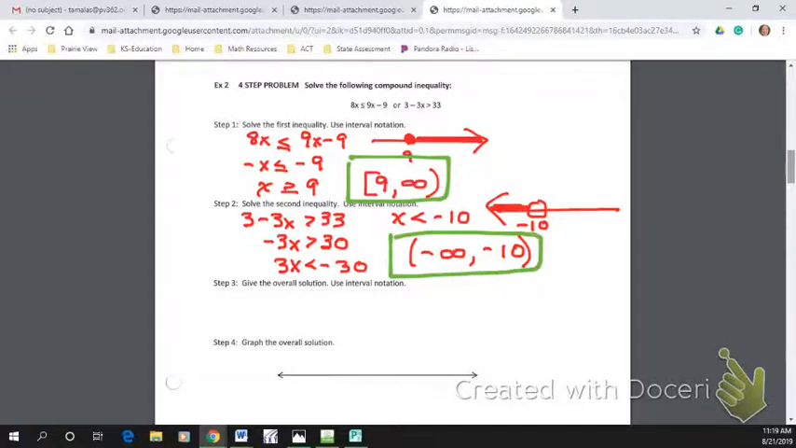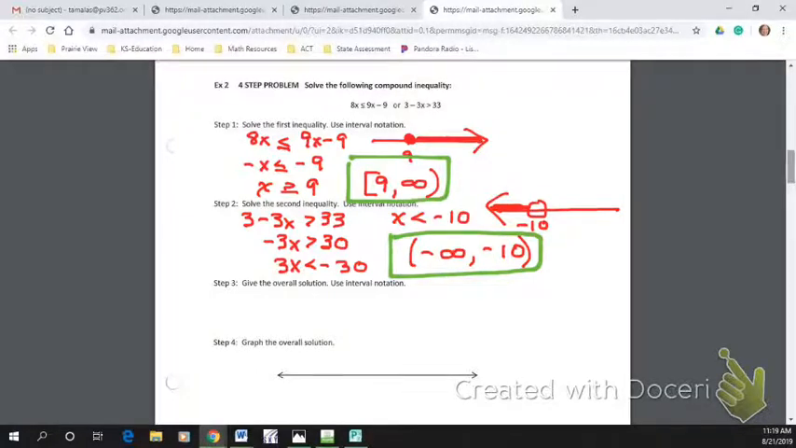That's what you would type in your calculator. And these parentheses and brackets can be found in the keypad. So you can go to the keypad to find those if you don't want to use the keyboard. Okay? Step 3, give the overall solution. So remember that there was an "or" between these two, so I want to unite these two onto the same graph. So I have a 9 going that way and a negative 10 going that way. If I unite those onto the same graph, what's going to be covered?